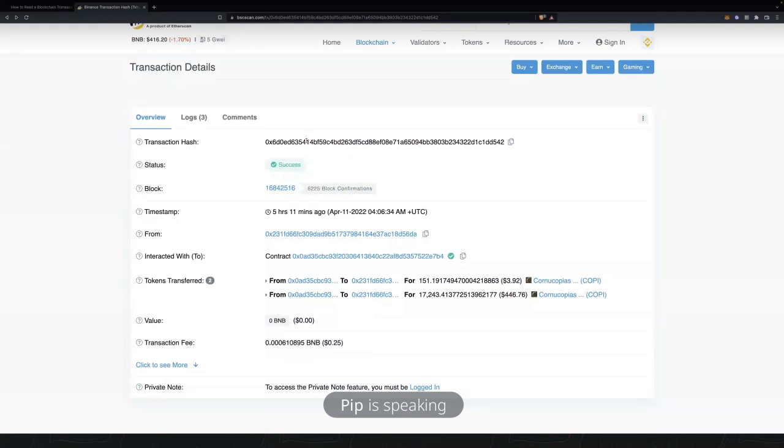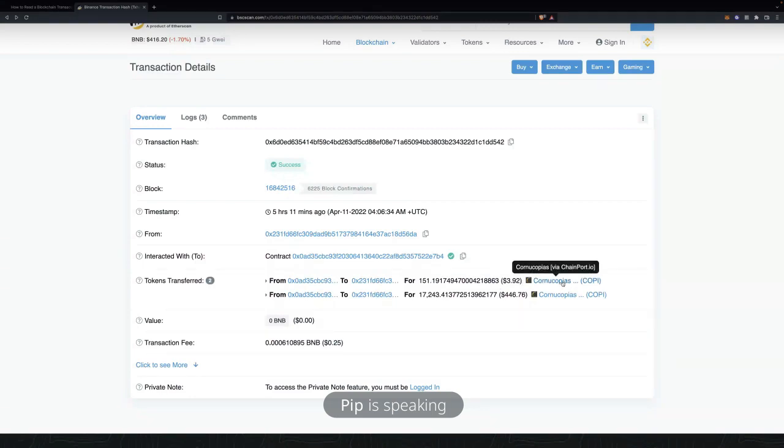When did the transaction take place? The timestamp row tells us that, 5 hours and 11 minutes ago. Okay. Now this is where things get very interesting. From who originated the transaction? This particular address, which I'll show you later. We can actually click on it and find out more information. Interacted with what? With this particular contract. What tokens were transferred?